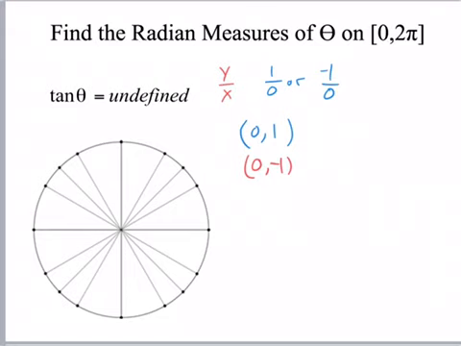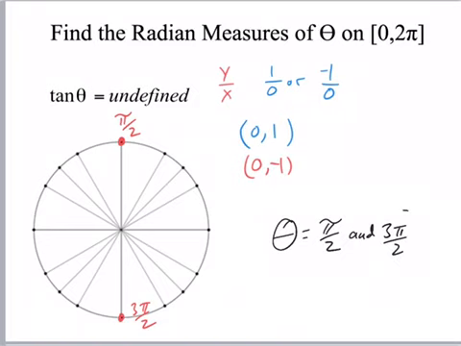So let's now find those coordinates. They would be right here and right here, where the one on top is pi over 2 and the one on bottom is 3 pi over 2. So my answer is theta would be pi over 2 to be undefined, and 3 pi over 2 would be our radians on this interval that would be undefined.